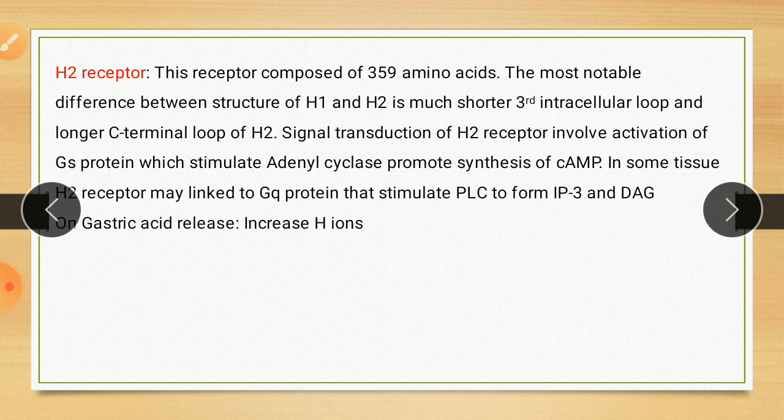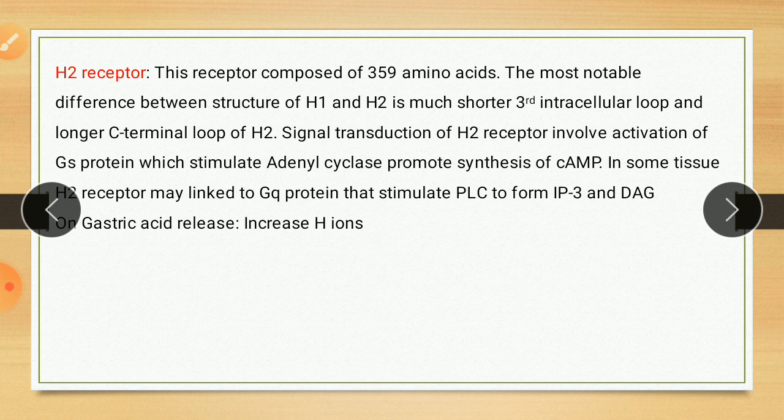The important effect of the H2 receptor is on gastric acid release. Enterochromaffin-like cells located within the gastric glands of the stomach release histamine, which thereby stimulates the parietal cell by binding to the H2 receptor.